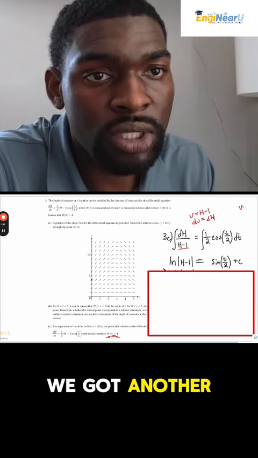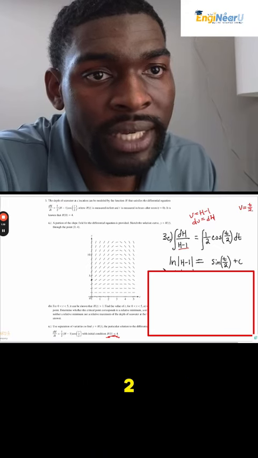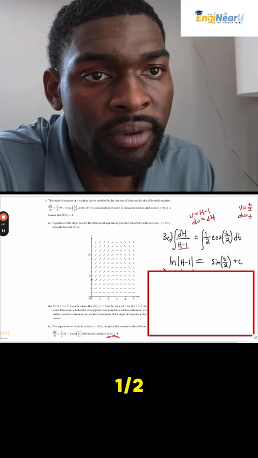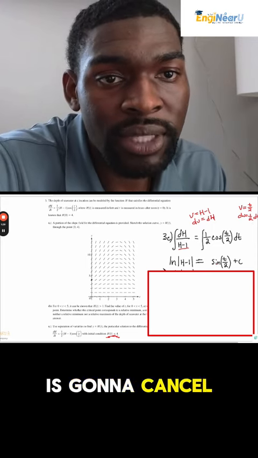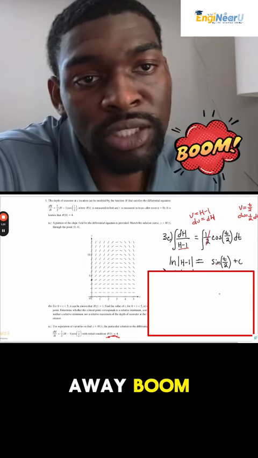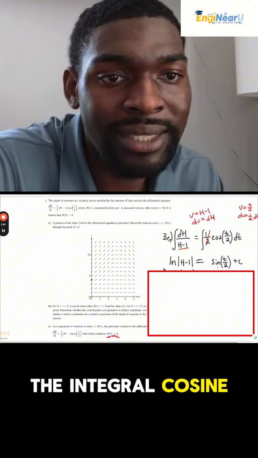Perfect. Same thing here, we've got another u-sub. My u is going to be t over 2, and du is going to be 1/2 dt. Now, that 1/2 dt is going to become a 2, and that 2 is going to cancel out with this 1/2. So that goes away. Boom, because it's 2 times 1/2. So we end up integrating cosine. What's the integral of cosine? Sine. And then we plug back in u.